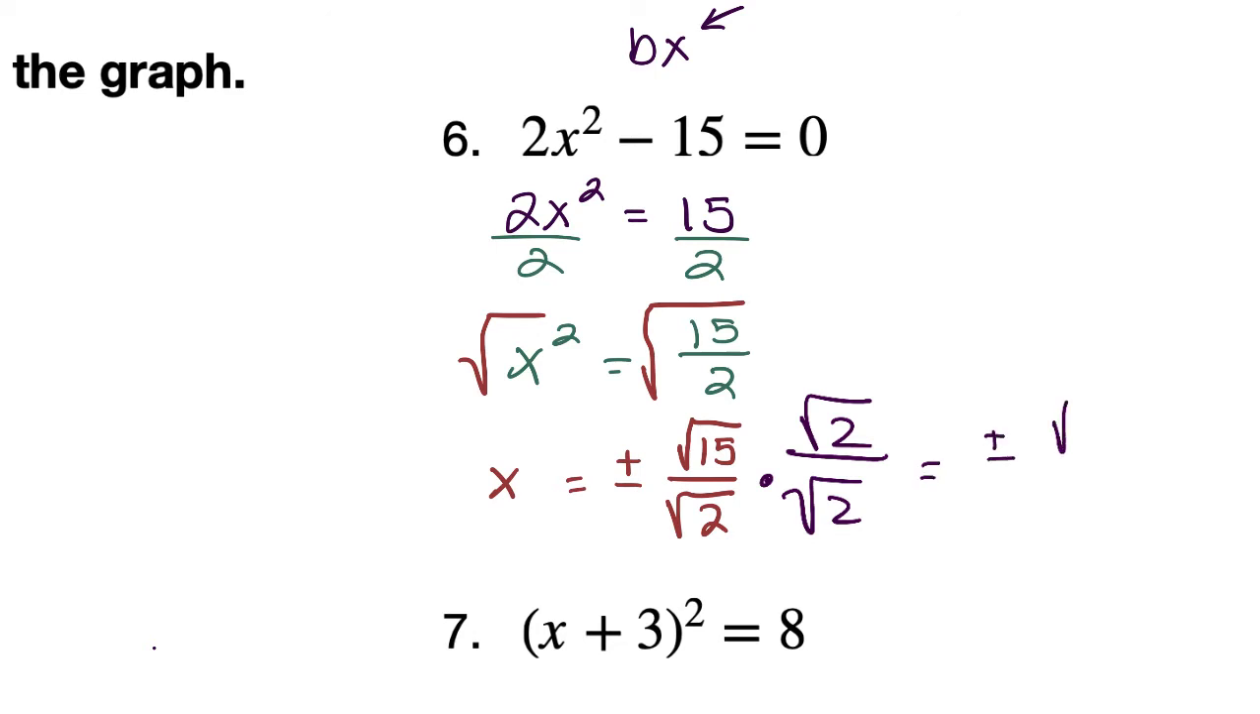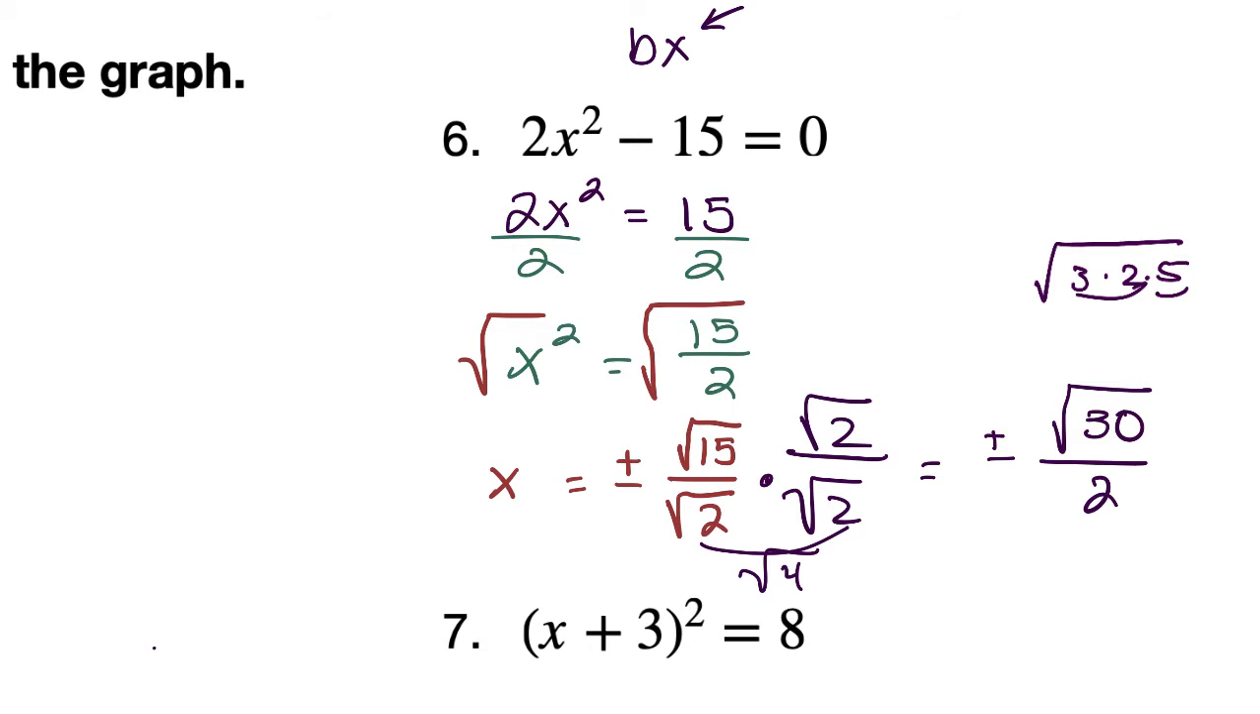Inside times inside on top, so 15 times 2. And the root 2 times root 2 is root 4, square root of 4, which is just 2 again. And there's our answer. 30 doesn't break down. If I were to factor 30, it's 3 times 2 times 5. 6 times 5 is 30. But there aren't 2 of a kind, so there's no sense. There's my 2 answers, positive root 30 over 2 and negative root 30 over 2.